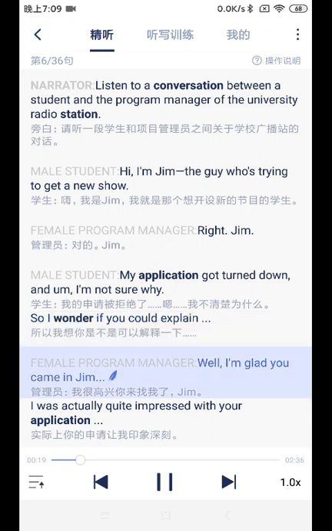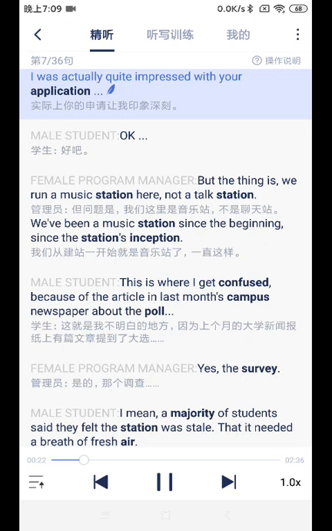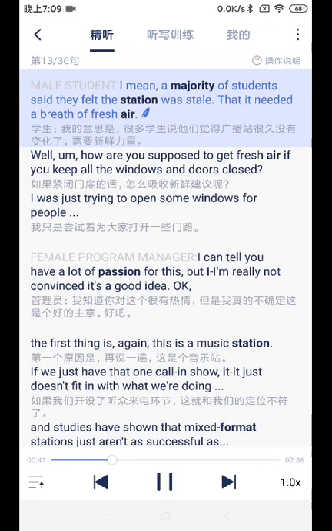I'm glad you came in, Jim. I was actually quite impressed with your application. Okay. But the thing is, we run a music station here, not a talk station. We've been a music station since the beginning, since the station's inception. This is where I get confused, because of the article in last month's campus newspaper about the poll? Yes, the survey. I mean, a majority of students said they felt the station was stale, that it needed a breath of fresh air. Well, how are you supposed to get fresh air if you keep all the windows and doors closed? I was just trying to open some windows for people.